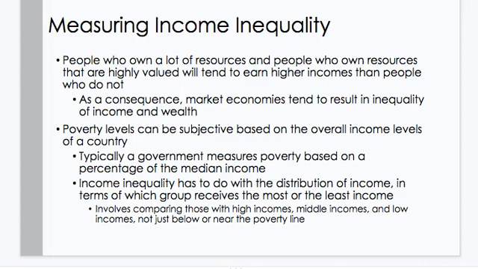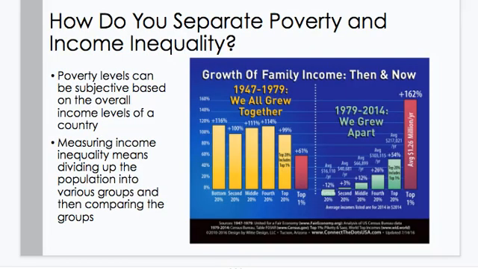Income inequality has to do with the distribution of income in terms of which group receives the most or the least income. It involves comparing those with high incomes, middle incomes, and low incomes, not just below or near the poverty line. How do you separate poverty and income inequality? Poverty levels can be subjective based on the overall income levels of a country. Measuring income inequality means dividing up the population into various groups and then comparing the groups. Here we can see a chart of how family income has changed then and now.